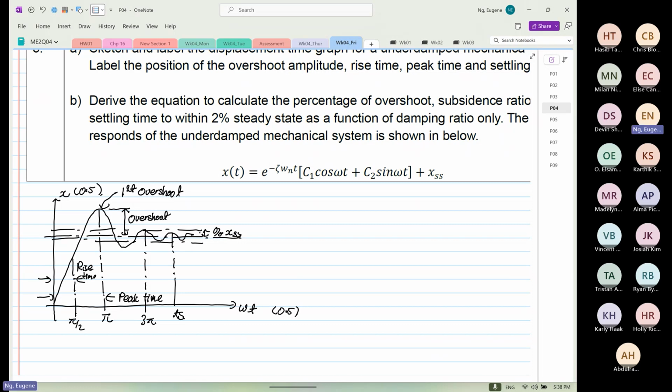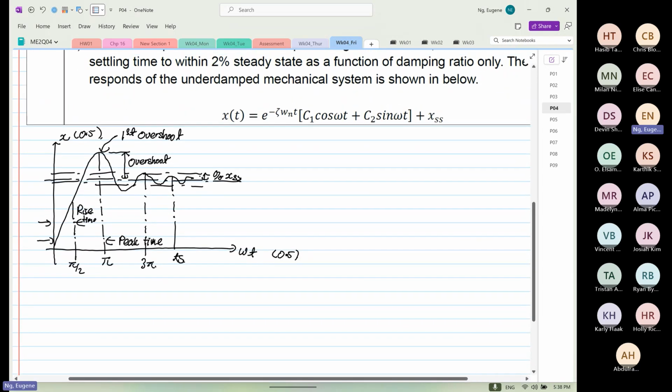Not necessary, it's just arbitrary. As long as you label Ts the furthest one, you get marks. As long as you label Ts just anywhere towards omega t, it's just a sketch. You don't put Ts in between the peak time and the rise time. You get what I mean? As long as you know that it's on the extreme, the drop time.